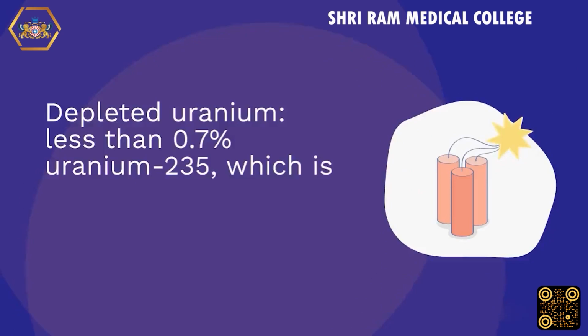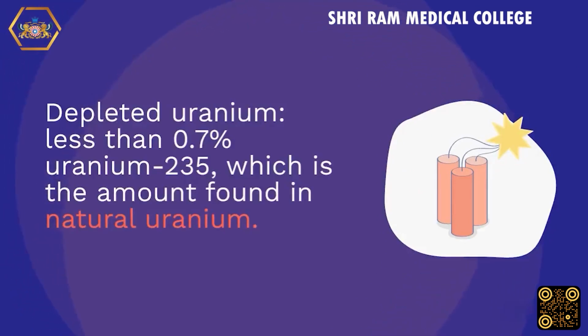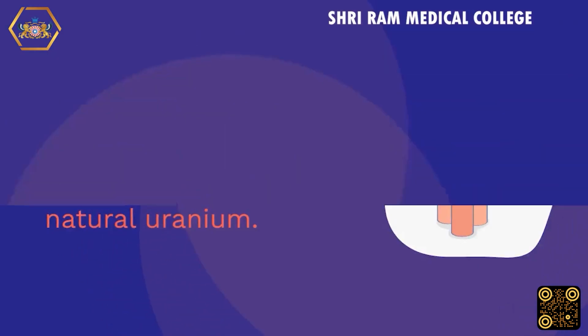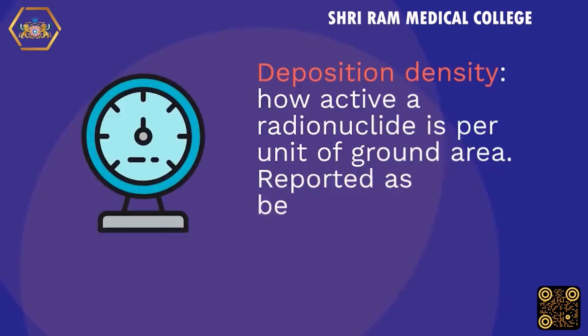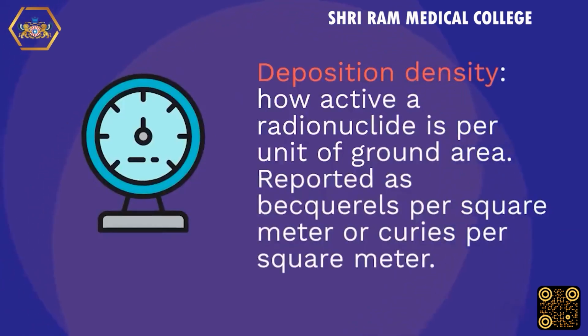Depleted uranium, less than 0.7% uranium-235, which is the amount found in natural uranium. Deposition density, how active a radionuclide is per unit of ground area. Reported as becquerels per square meter or curies per square meter.